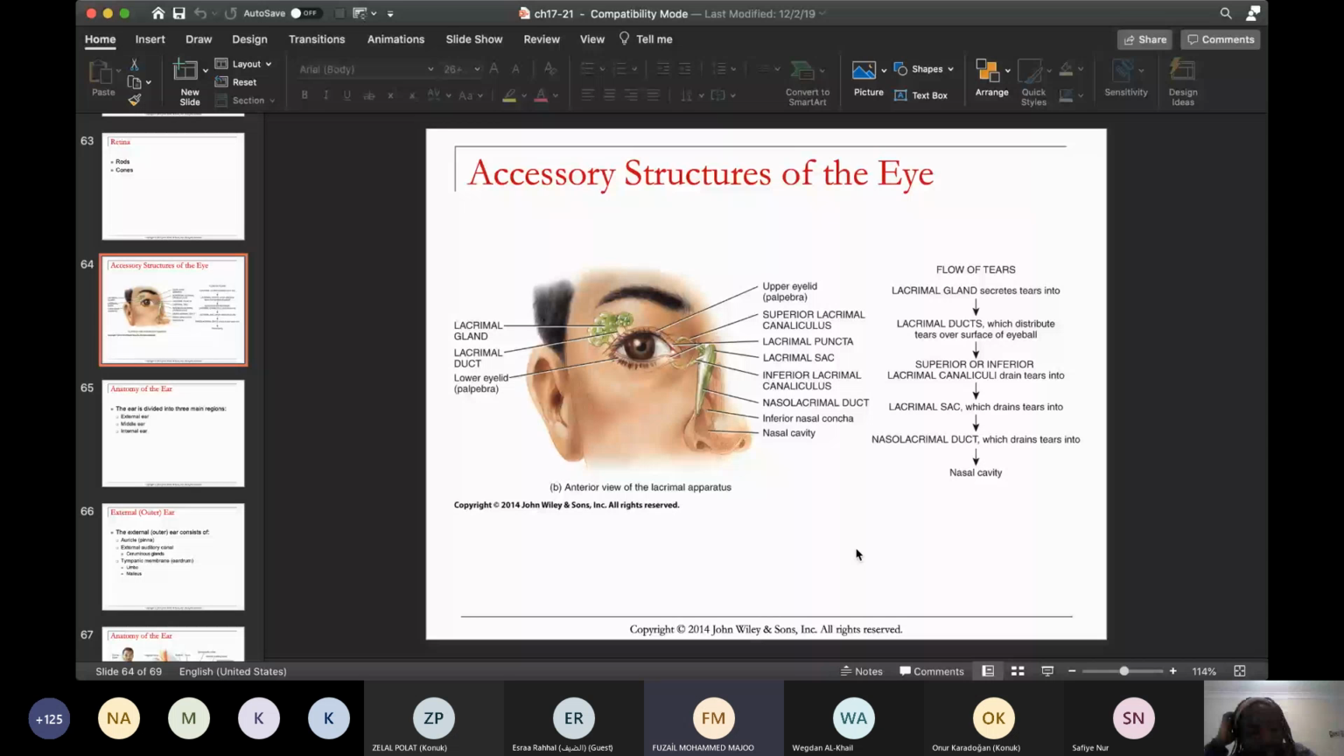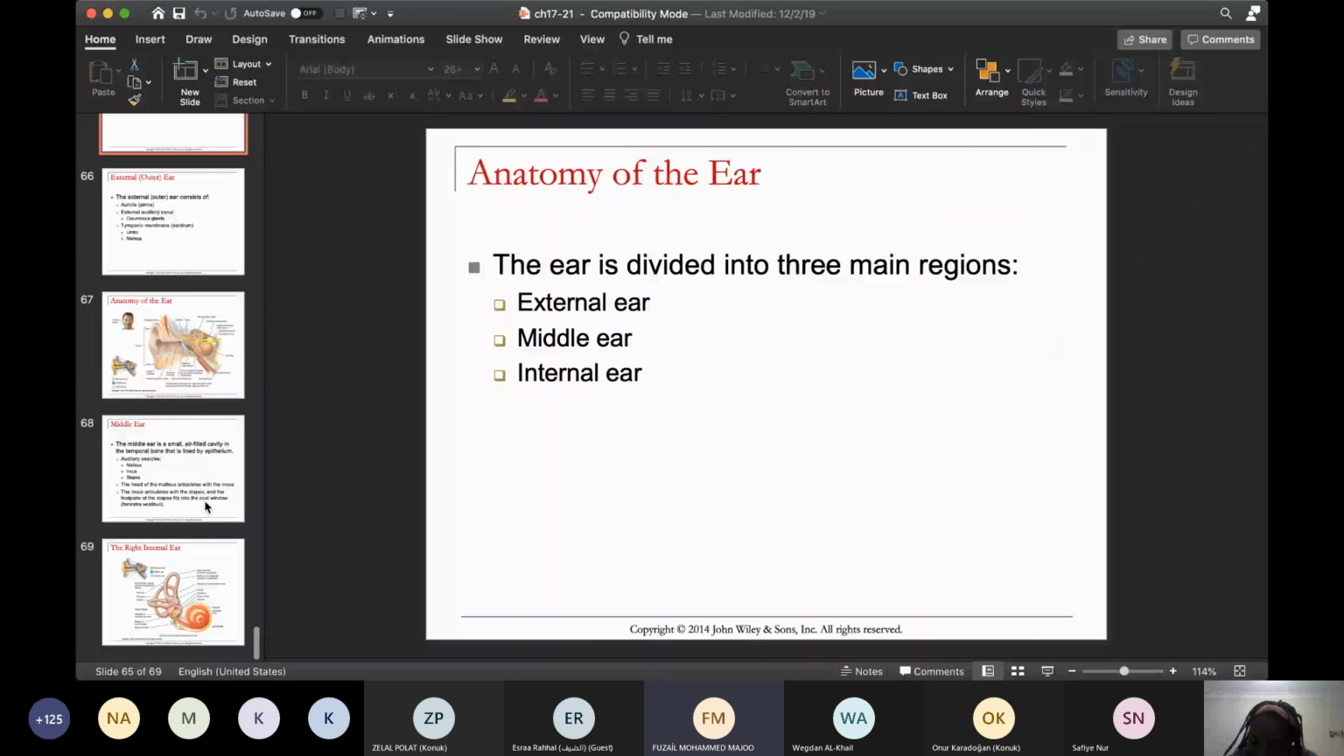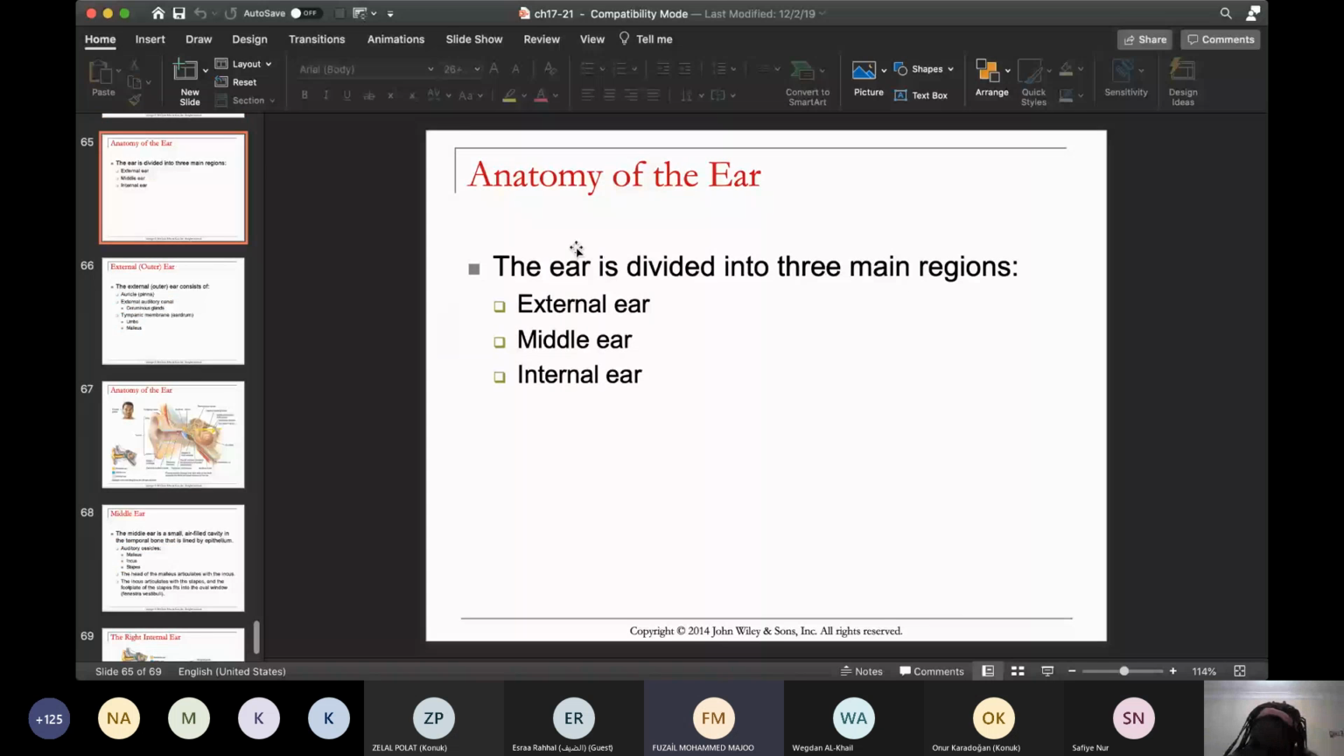Finally, we go on to the ear. All right. Now, the ear is divided into three main parts. Those three main parts are as follows. We have the external ear, the middle ear, and the internal ear. As it says, external ear is what? Outside part. Middle ear is going to be the mid part, and innermost part will be the internal ear.